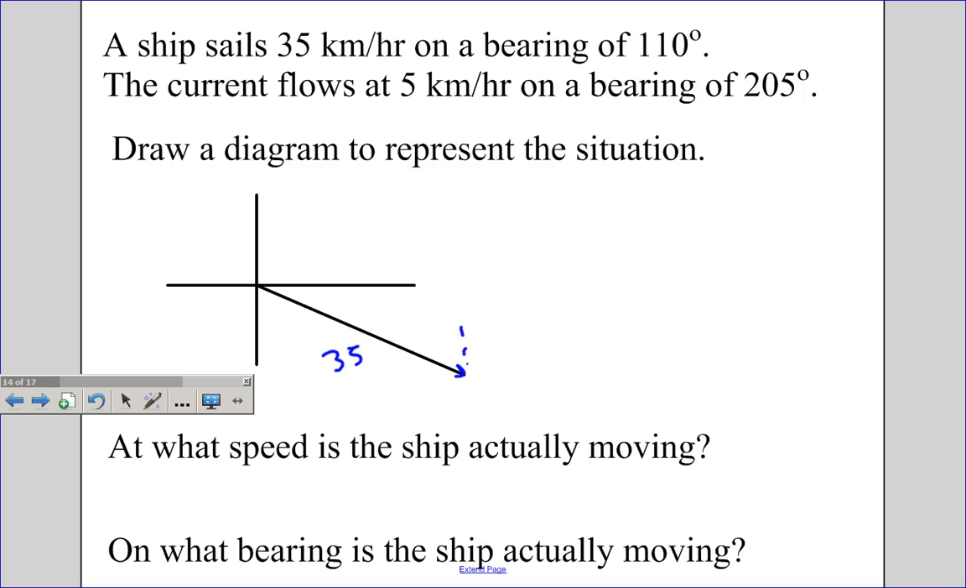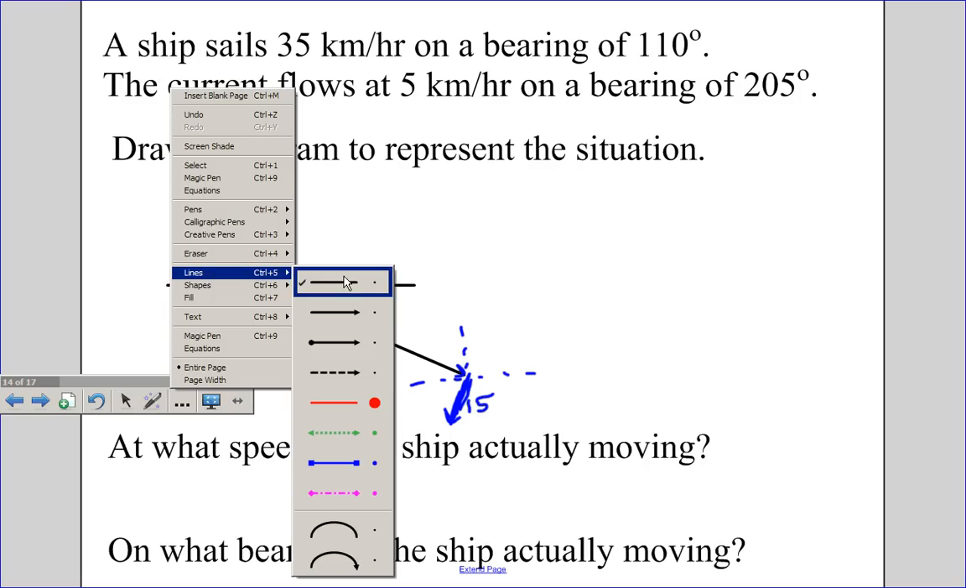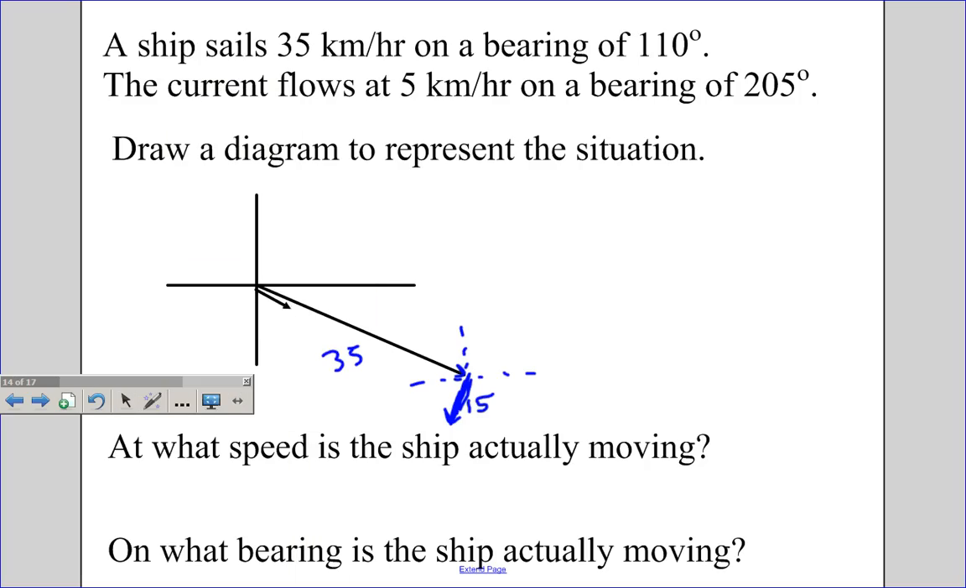So out here, I put a vector at 205 degrees. This is 180. 205 would be out here. And it's just a 5 kilometer per hour, so it's a very small vector. So now if I want to find out what speed the ship is actually moving, I'll go to my line, and it's going to go right there.